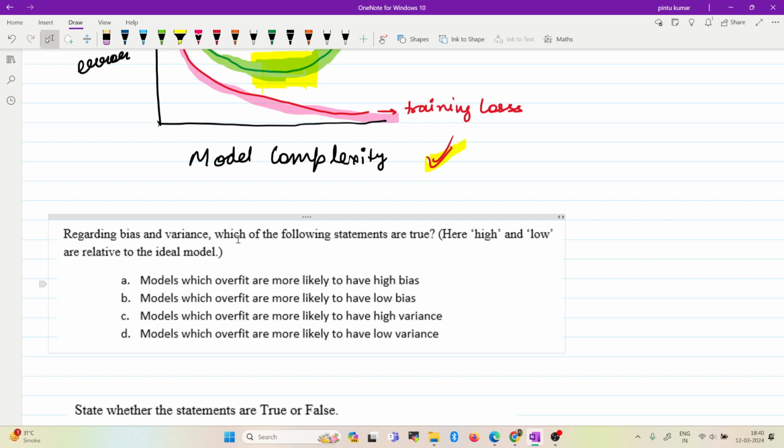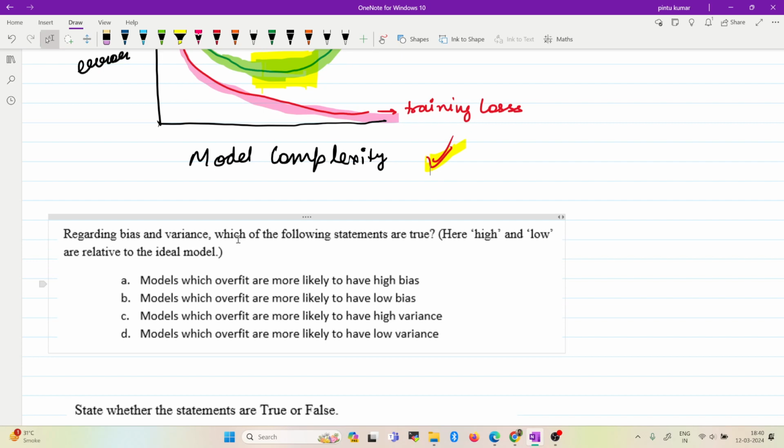The first question is regarding bias and variance: which of the following statements are true? I want to know which are the correct options in this. We have just discussed these things, so what does high bias mean? What does low bias mean?